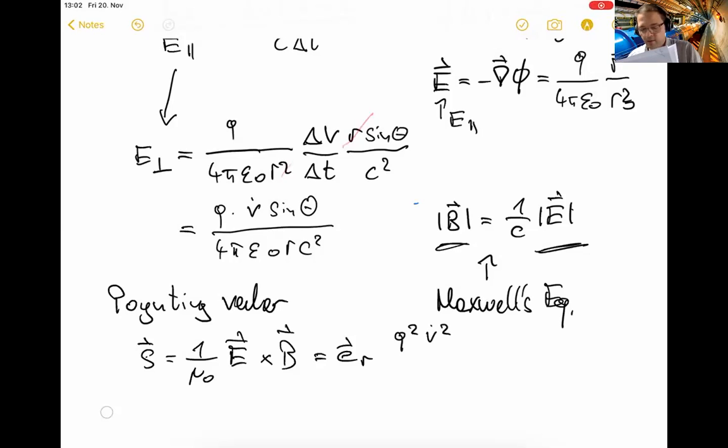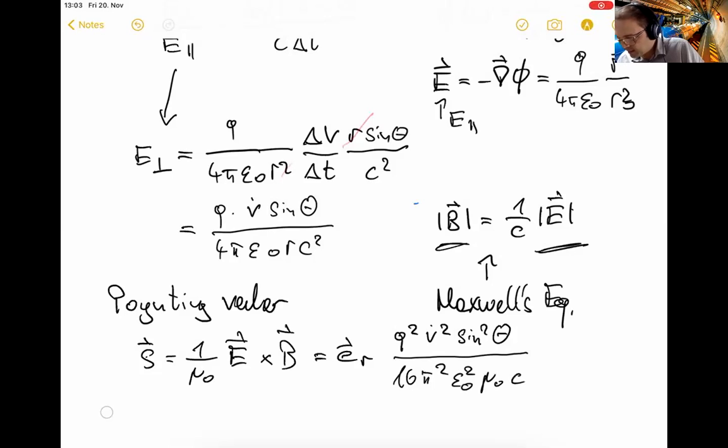So it's q squared v dot squared sine squared theta divided by 16 pi squared epsilon 0 squared. Now I write my mu 0 that I get from the definition of the Poynting vector, and then I get a c to the 4th, and from the B field being 1 over c times E, I get another power of c, and then I get an r squared, which I forgot.